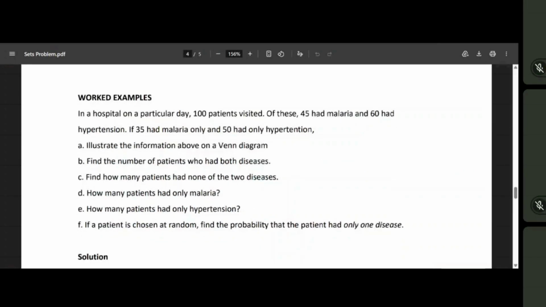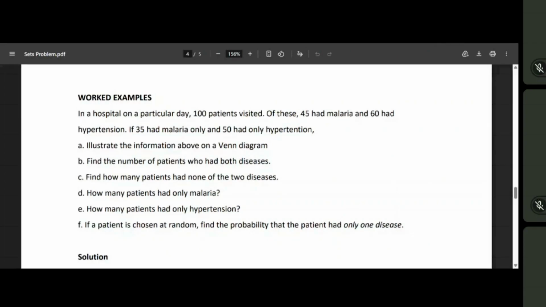Here we have a worked example. In a hospital, on a particular day, just one day, 100 patients visited the hospital. Out of the 100, 45 were diagnosed of malaria, and 60 were diagnosed of what? Hypertension. So we have 100 people, but we are talking about 45 and 60.